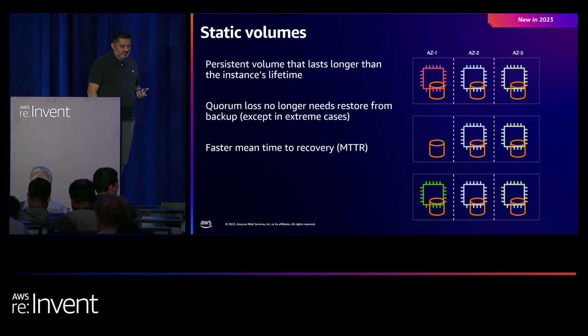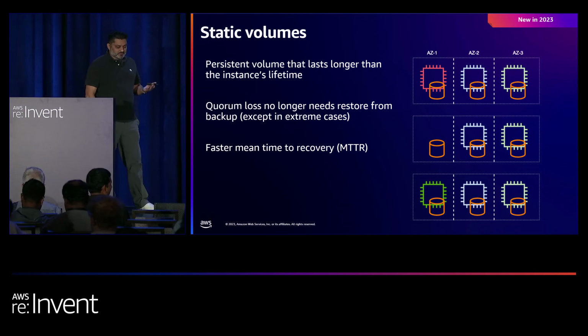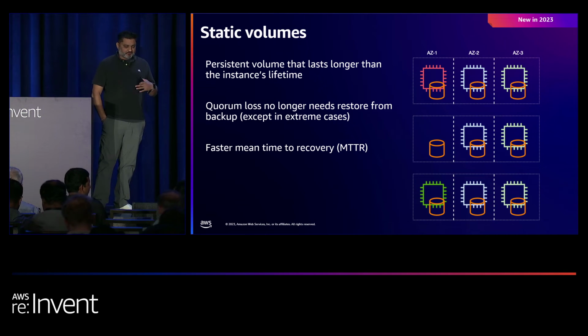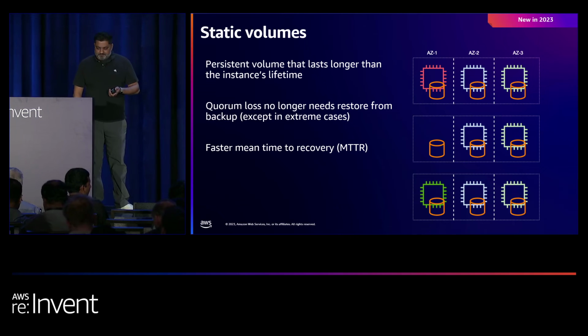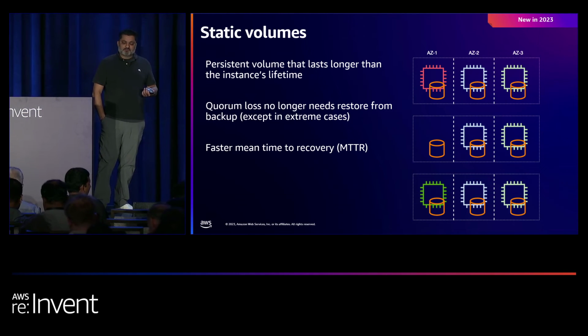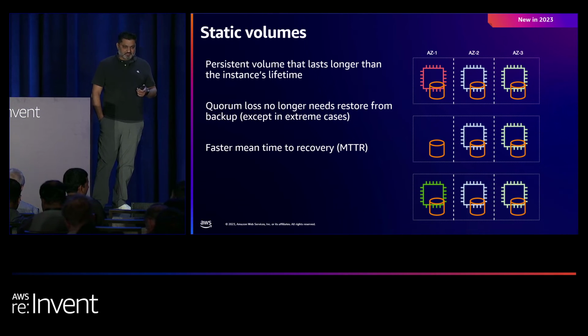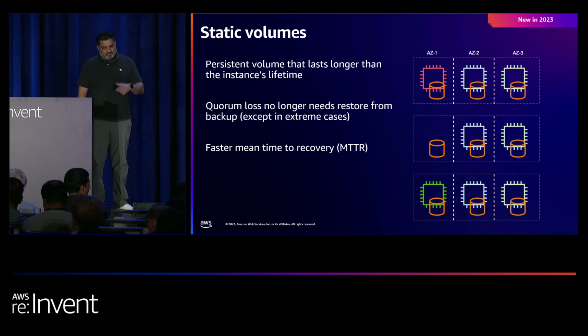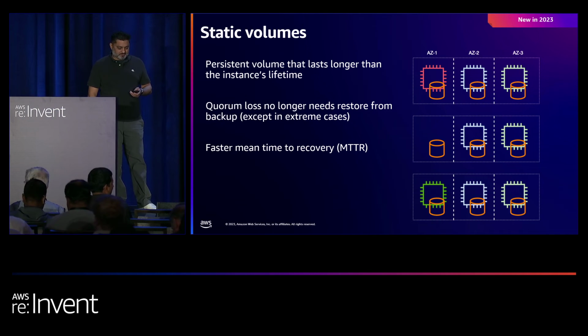When a node joins a cluster, it has to do a snapshot transfer from a leader to the new node. This can take several minutes if it's a multi-gigabyte database. So with static volumes, one of the things it gives us is that we don't have to catch up from the beginning, from the leader. So in the event of failures, recovery becomes much faster.